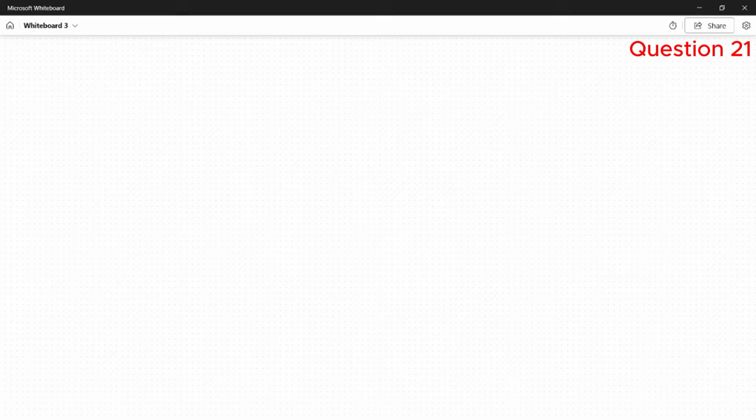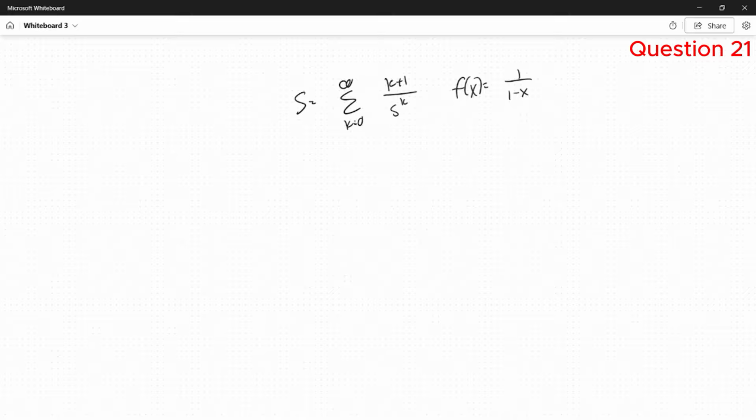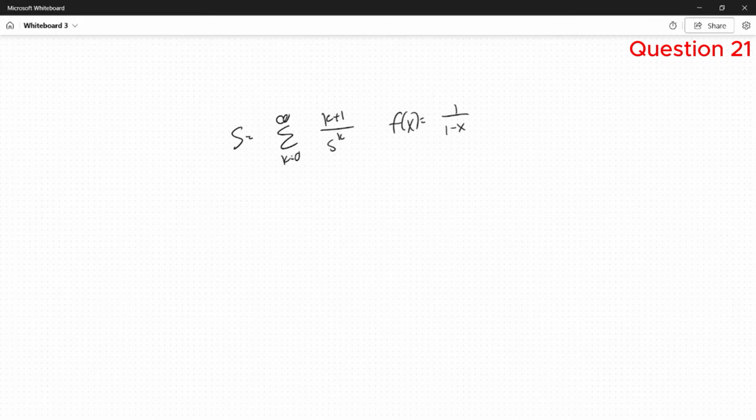Let's write both of these series down. We'll say S here is equal to the series they gave us, the sum from k equals 0 to infinity of (k plus 1) over 5 to the k. You're also given that f of x equals 1 over 1 minus x, which is the standard power series, and also relates to series S in some capacity.